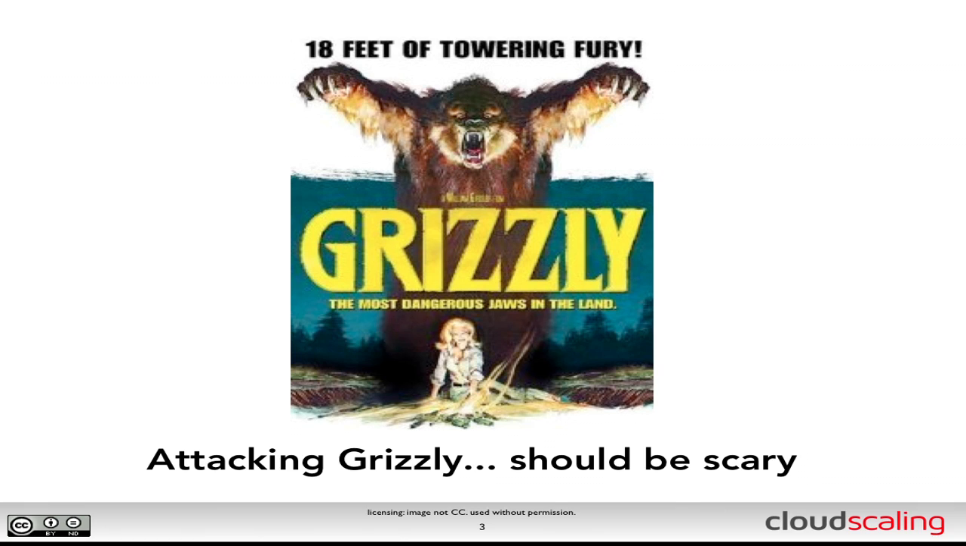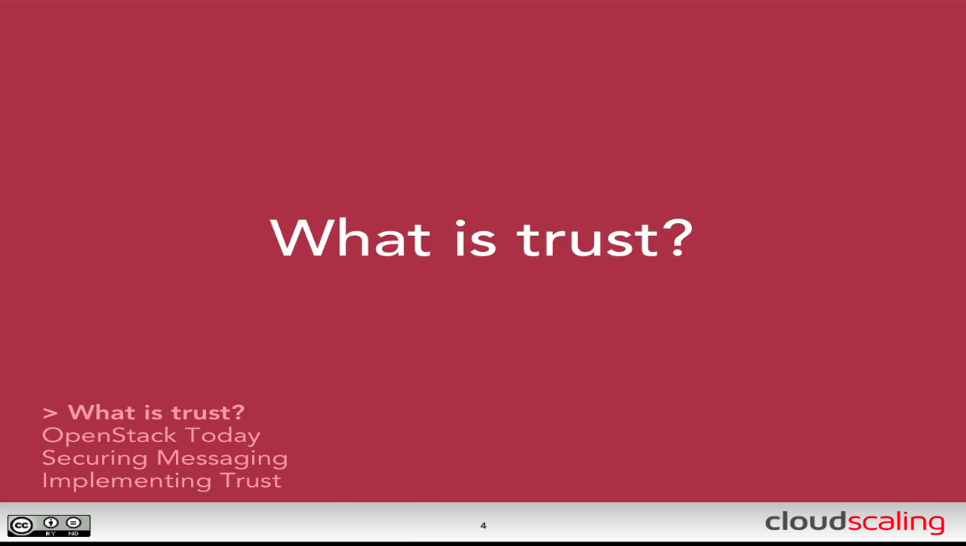Again, Cloud Scaling. Attacking Grizzly should be a scary thing. We don't want to make it easy for you to do it. So we want to do this by adding trust to the system.